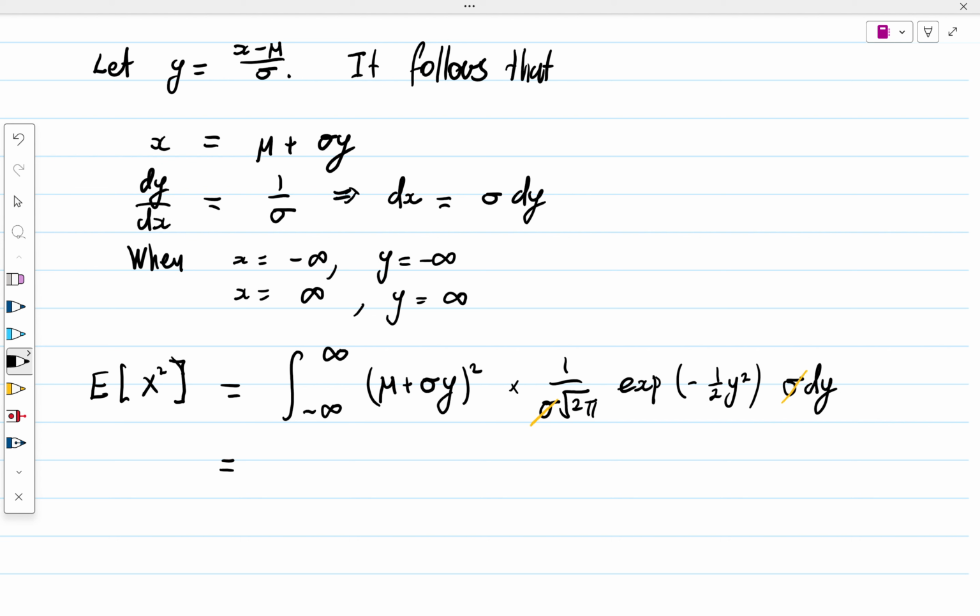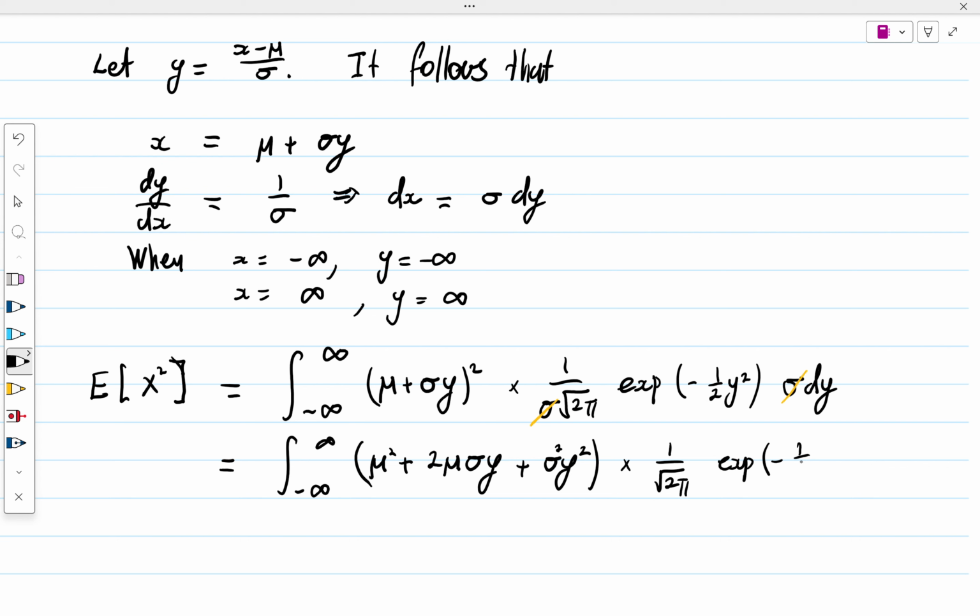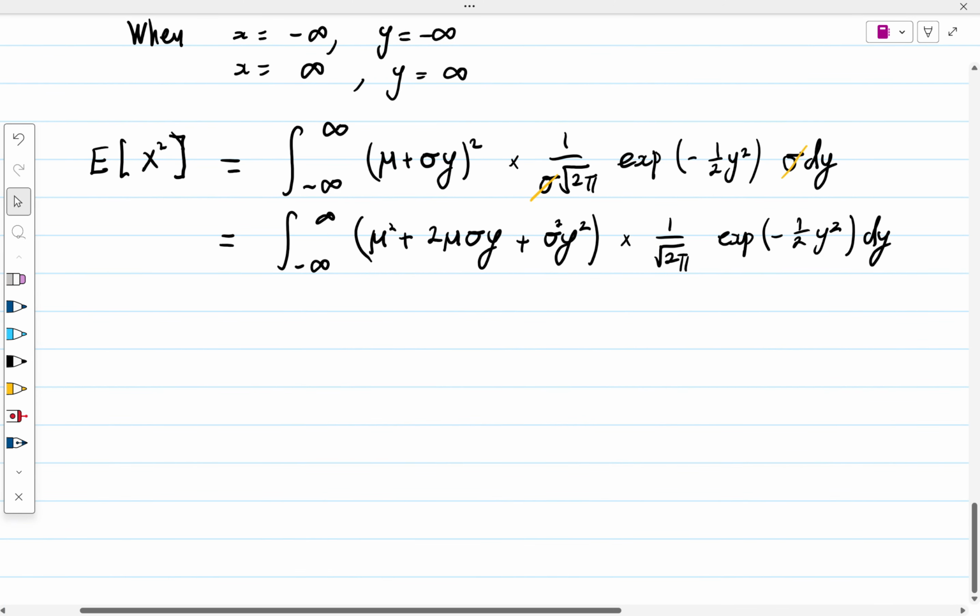Without further ado, let's do that. So that gives us the integral from negative infinity to infinity of (mu squared plus 2 mu sigma y plus sigma squared y squared) times 1 on square root 2 pi exp of negative a half y squared, and integrate that with respect to y.